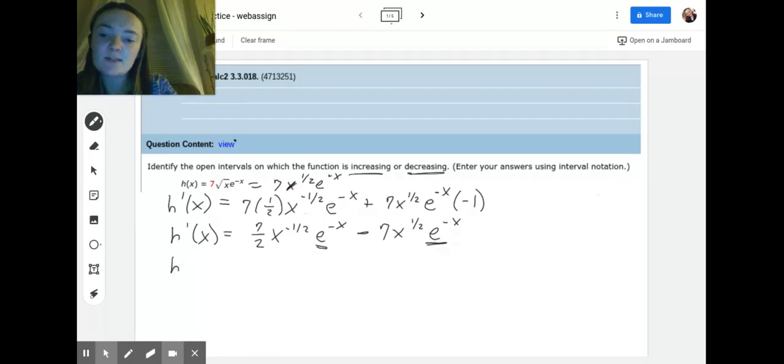So we're going to say that h prime of x is equal to, in fact, we could probably take a 7 out too. Yeah, let's take a 7 out. So we'll take a 7e to the negative x out, leaving me on the inside with 1/2 x to the negative 1/2, minus 7x to the 1/2.